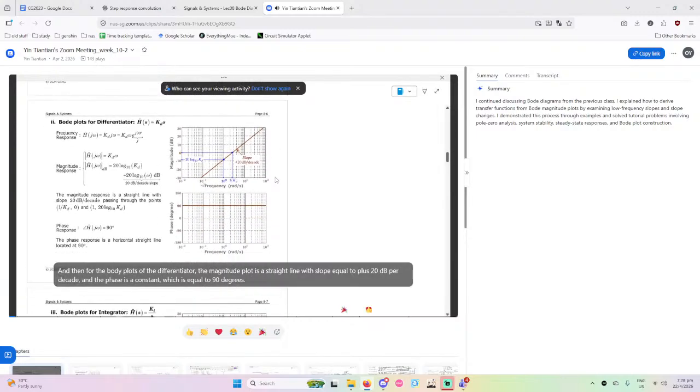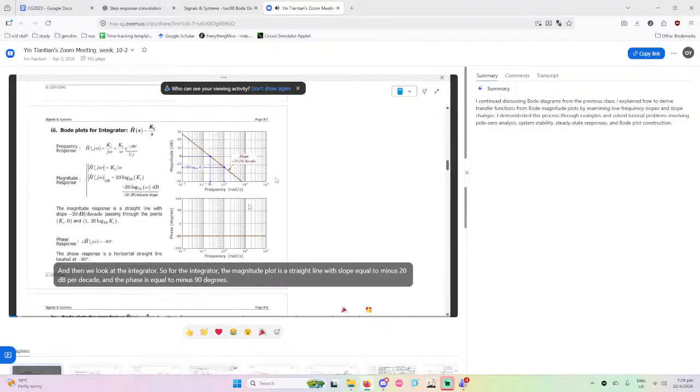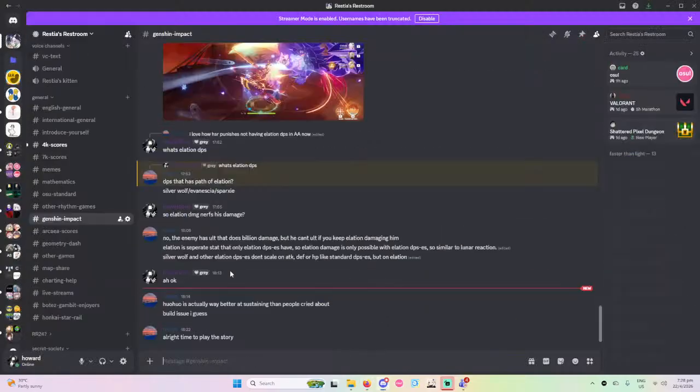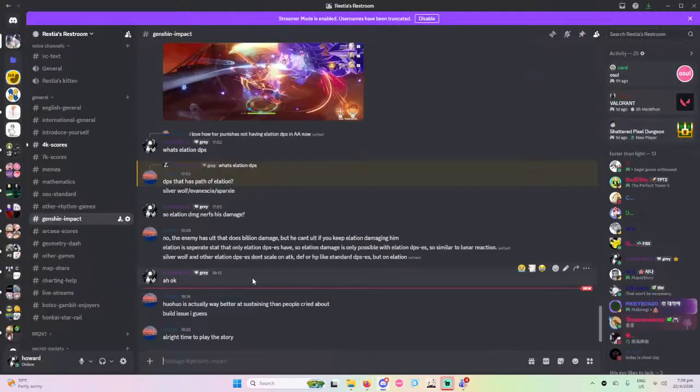And then for the Bode plots of the differentiator, the magnitude plot is a straight line with slope equal to plus 20 dB per decade, and the phase is a constant, which is equal to 90 degrees. And then we look at the integrator. So for the integrator, the magnitude plot is a straight line with slope equal to minus 20 dB per decade, and the phase is equal to minus 90 degrees.